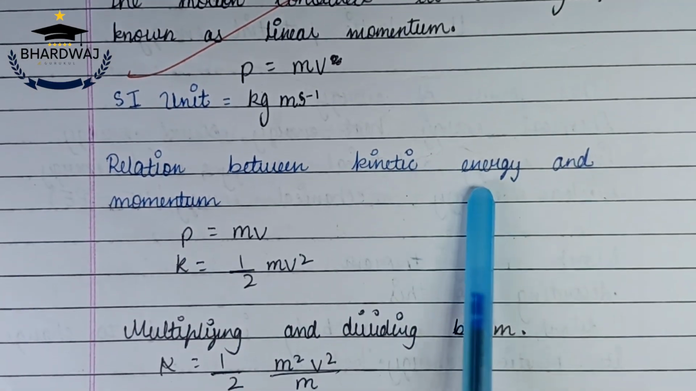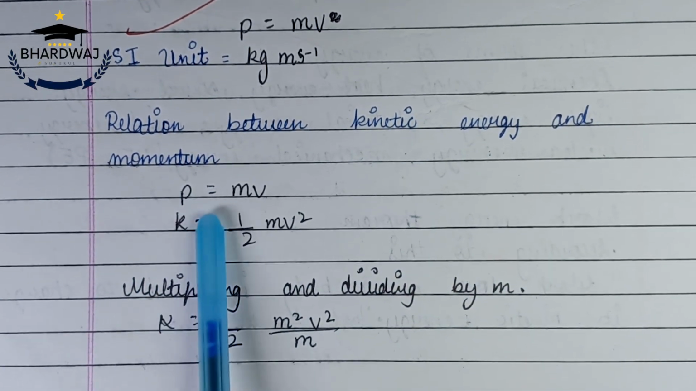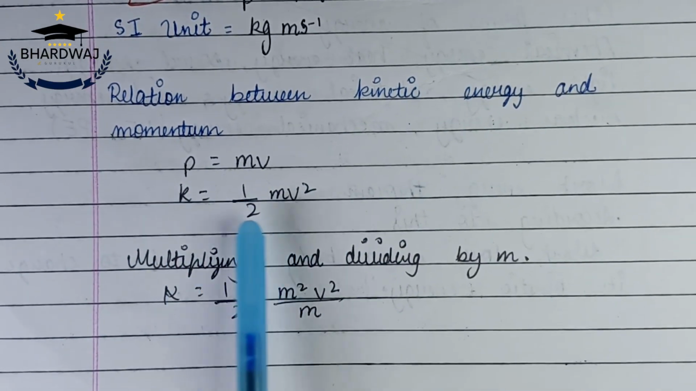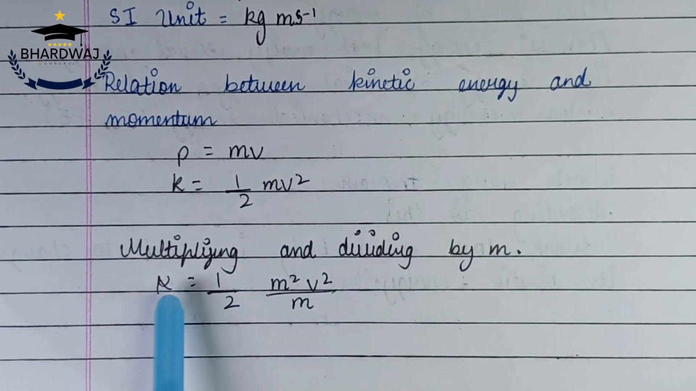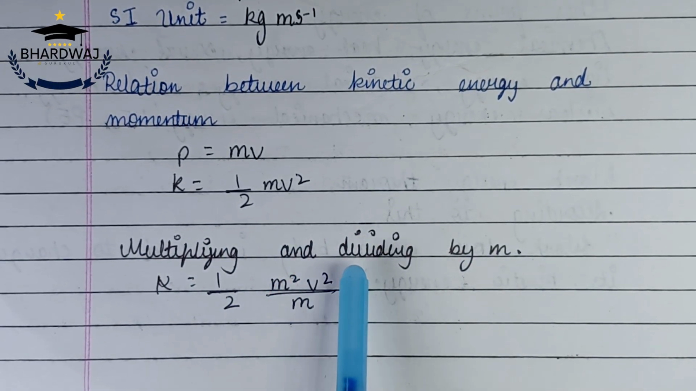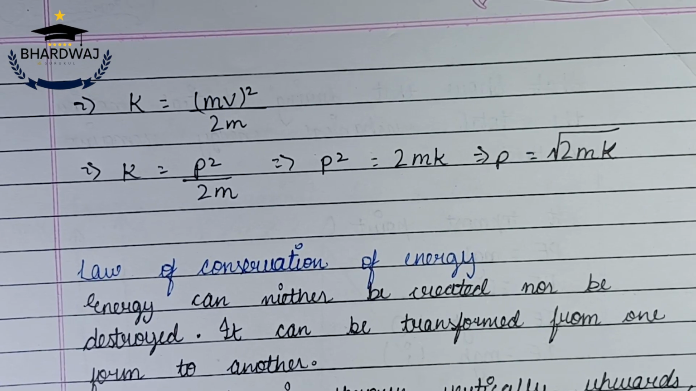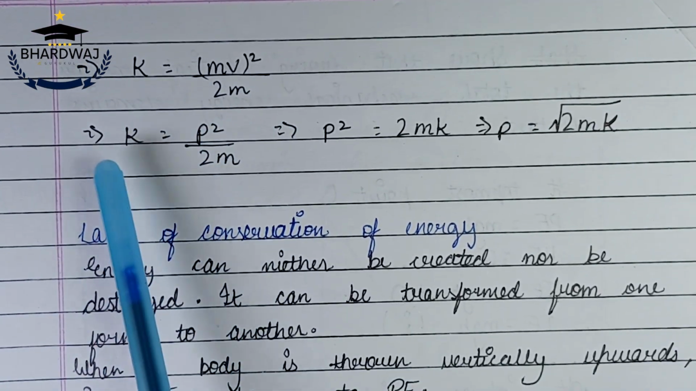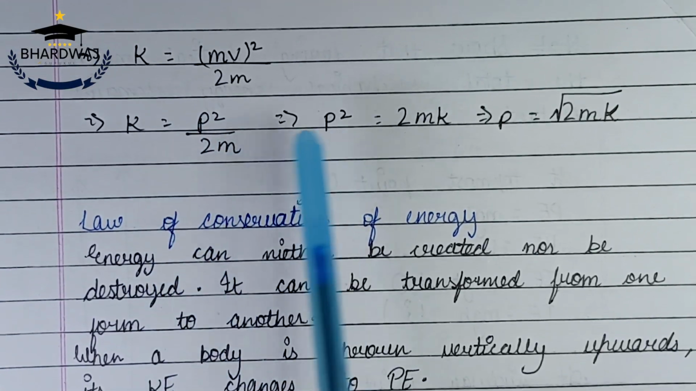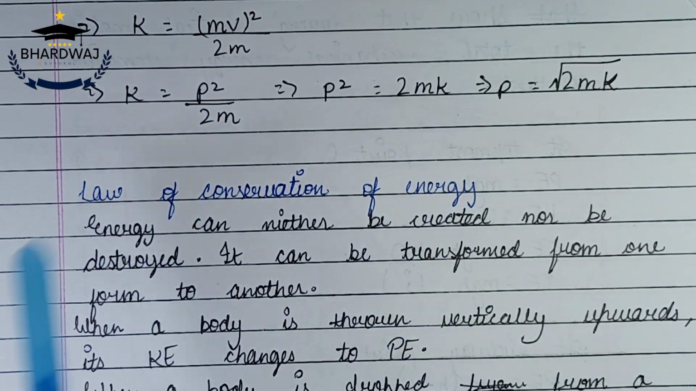Relation between kinetic energy and momentum. P equals mv, K equals 1 by 2 mv square. Multiplying and dividing by m, K equals 1 by 2 m square v square upon m. K equals mv whole square upon 2m. K equals p square upon 2m. So p square equals 2mK.